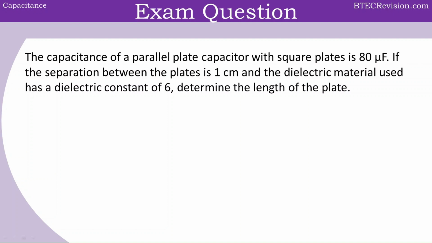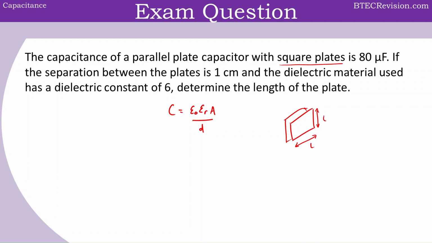We can start by writing down our equation. Capacitance equals epsilon naught epsilon r area divided by the distance. And I think for this question, it'd be a good idea to draw a quick sketch of plates, just so it's clear exactly what is happening. Now, we can see that we have square plates. So that means the lengths are going to be the same. Okay, we can label that as L.